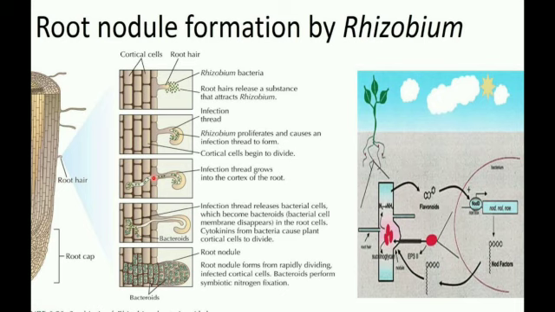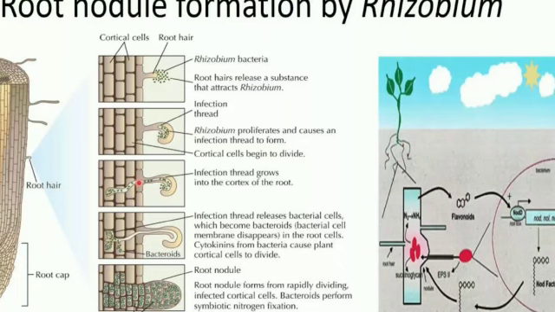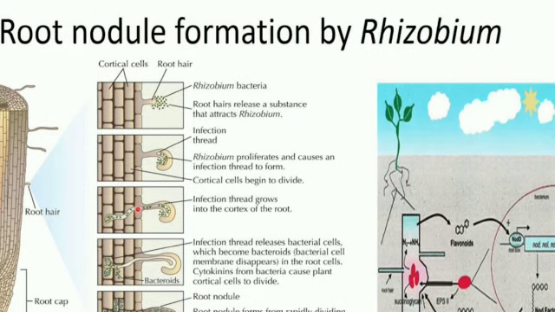As we know, different bacteria and fungi are present in soil, and out of those bacteria, rhizobium is a bacterium having the ability to form root nodules. So let us see how the root nodule is formed by the rhizobium with the help of some graphics or pictures. Here, as we know, are the cortical cells of roots and the root hairs. Here, the rhizobium bacteria are attracted to the root hairs. Why are the rhizobium bacteria attracted to the root hairs?